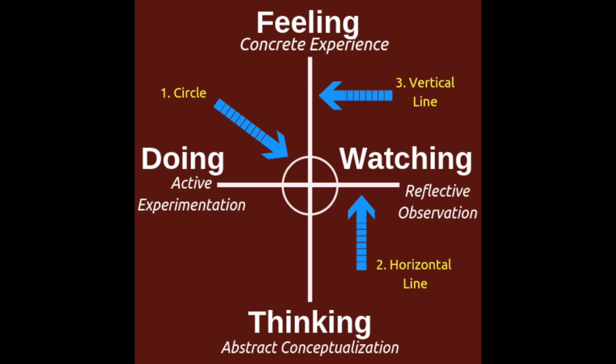So remember, the circle activates the event that has happened or experience that happens to the person. The horizontal line means they're either watching or doing, and they're learning about this event. And then the vertical line represents the continuum between feeling and thinking and what they're going to do with the information that they got from this event that has happened to them.